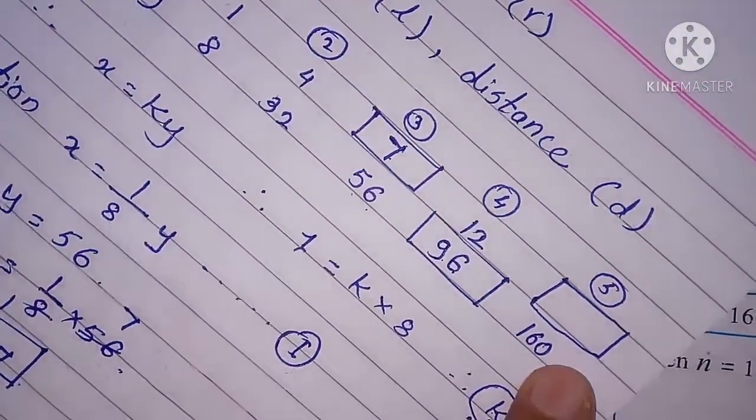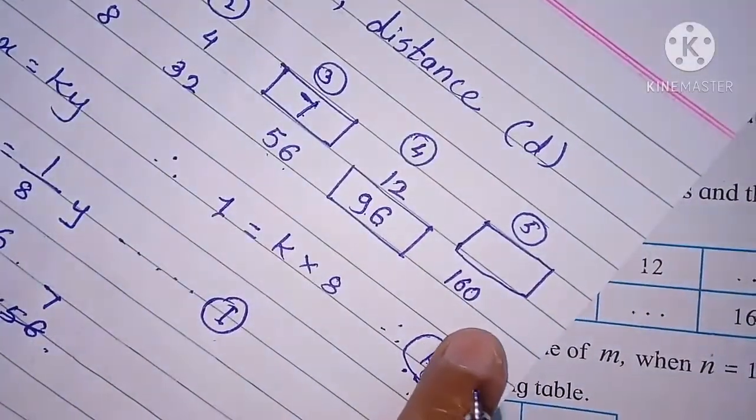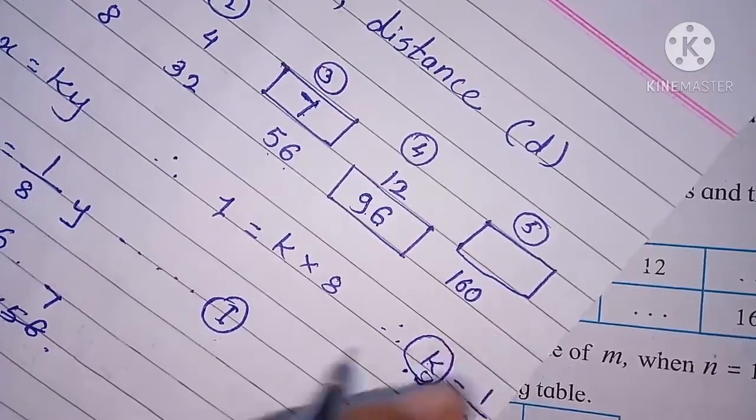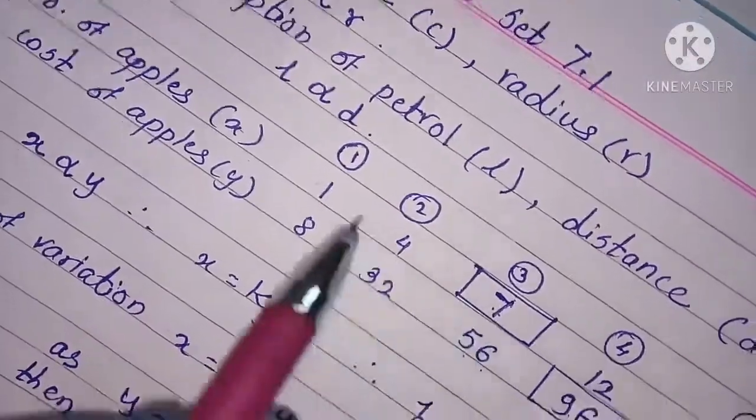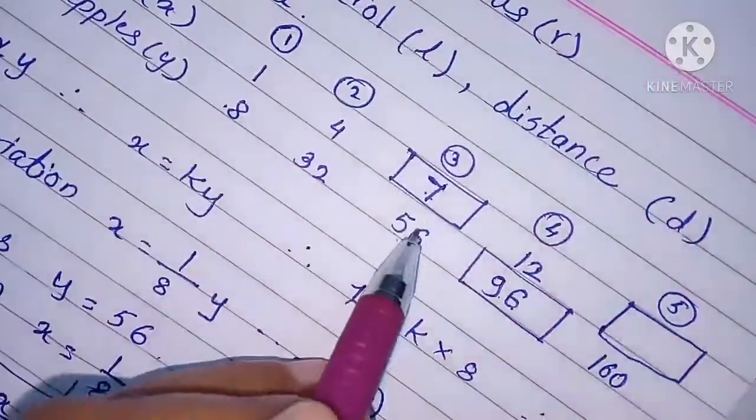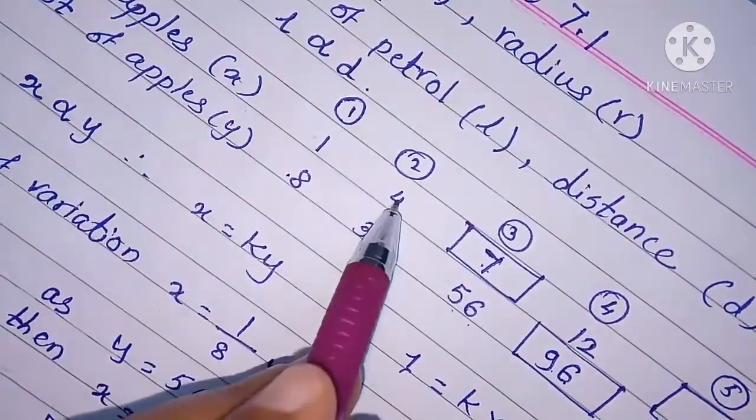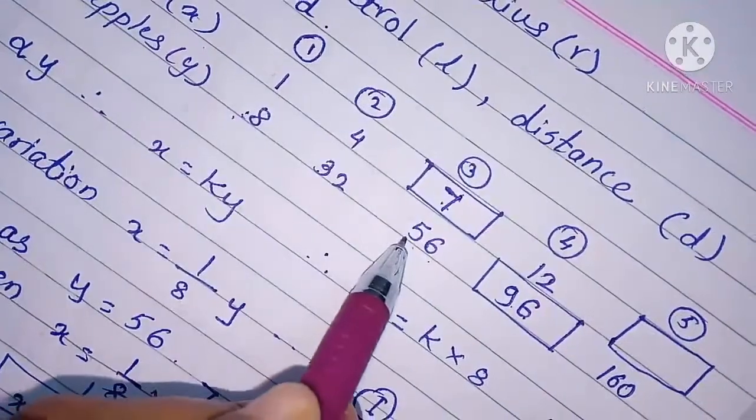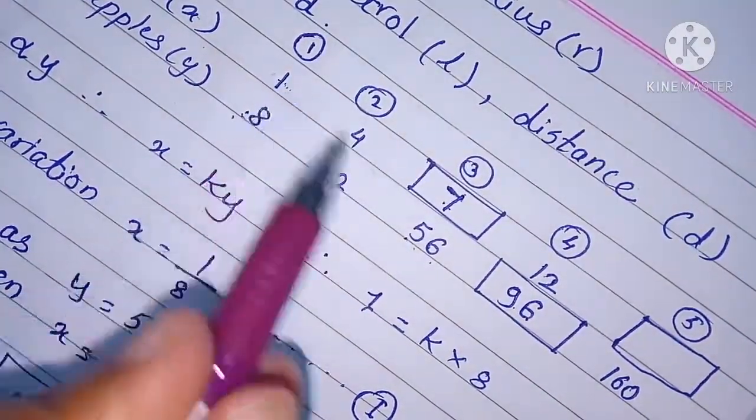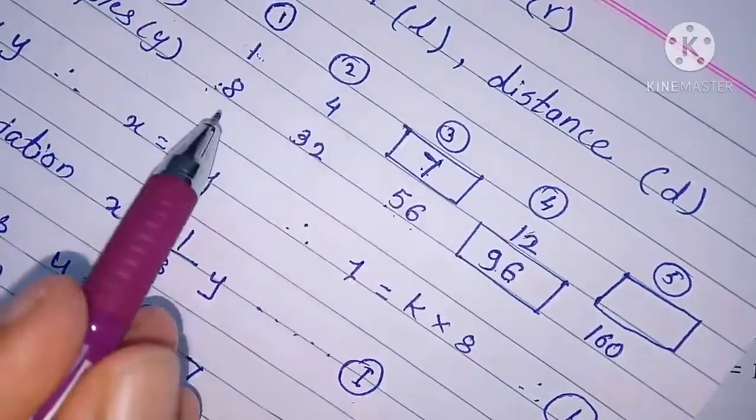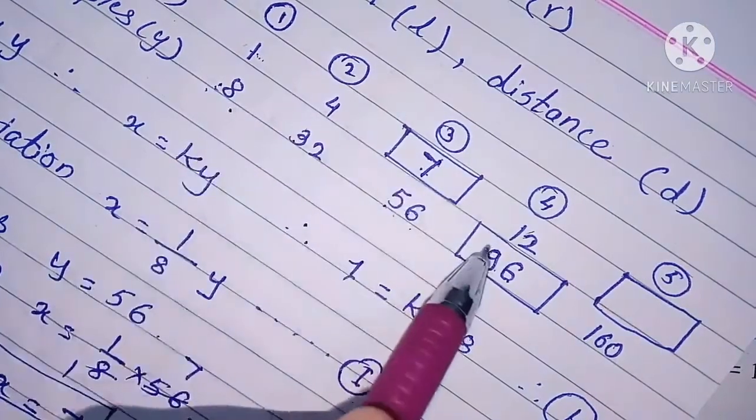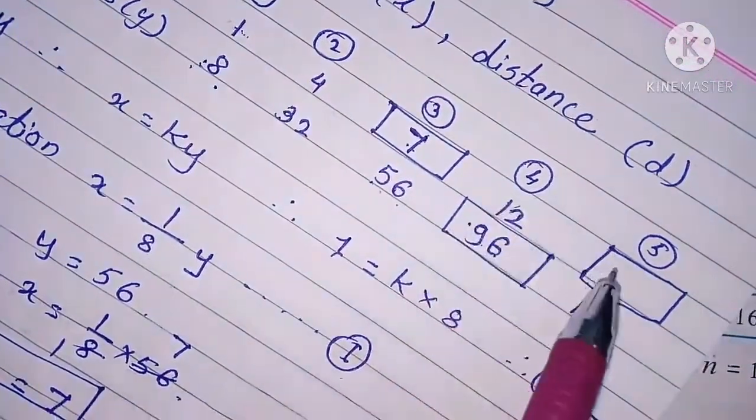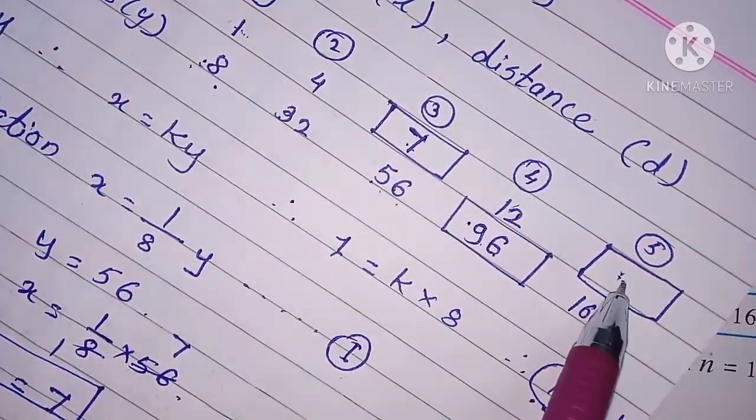Then finding the value of this 5th one. It is also very easy. Only multiply like this. 7 8s are 56. See here, 4 8s are 32. 7 8s are 56 because the value of one apple is given here. So 12 8s are 96.